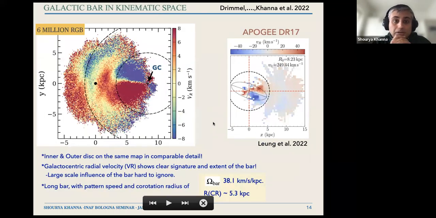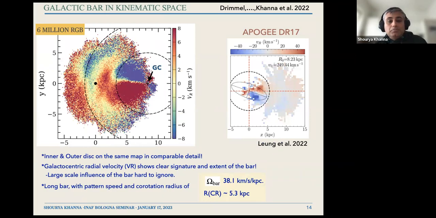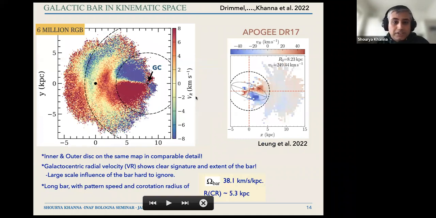So with the giants, the benefit is that you can probe both the inner as well as the outer disk at the same time. And that's very well illustrated by this map over here, where you have the galactocentric radial velocity mapped. In this case, a negative VR means that stars are moving inwards towards the galaxy, and positive means they're moving outwards. Quite clearly, you can see that this quadrupole pattern is picked out. And that is, of course, a very strong kinematic signature of the galactic bar that I showed earlier in the surface density. What's also interesting about this map is that you can see pretty much the same detail both in the interior as well as the outermost part of the disk.